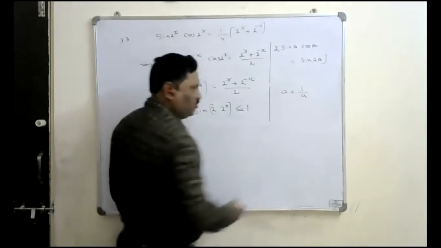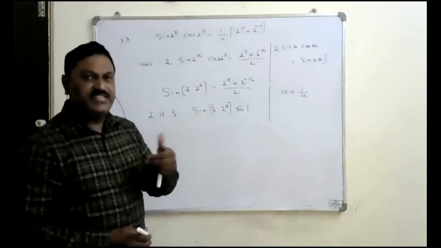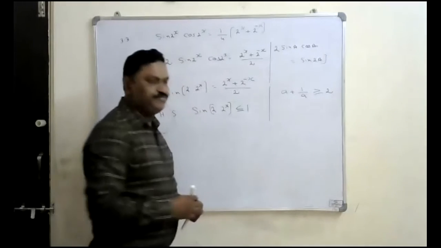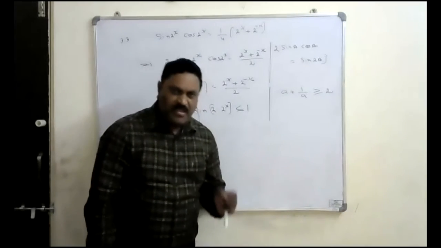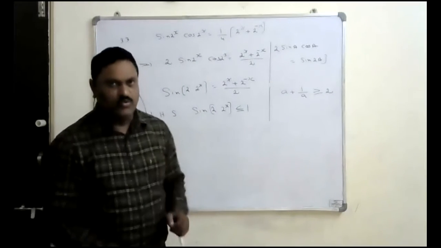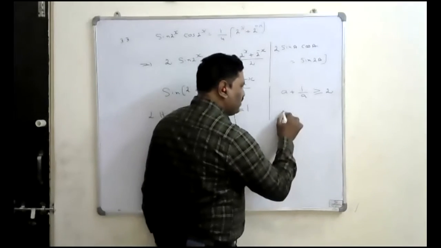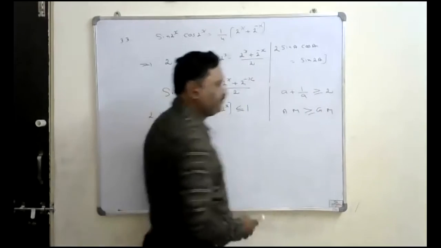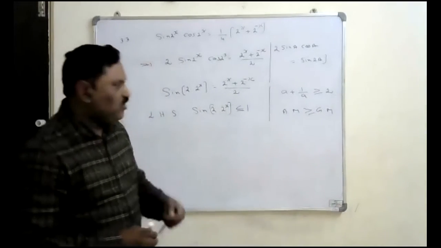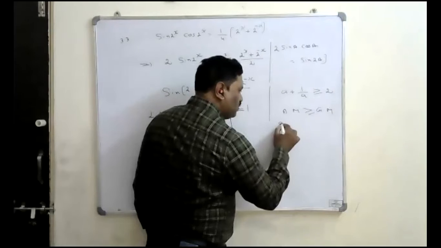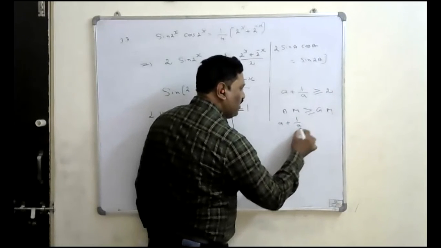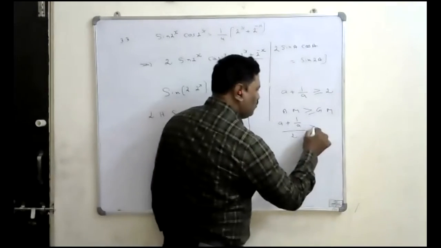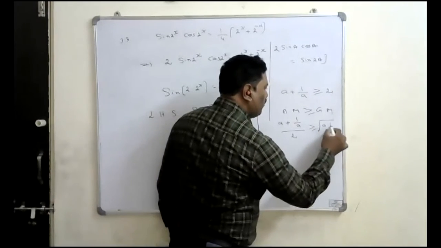If A is positive, the sum of a value and its reciprocal is always greater than or equal to 2. So A plus 1 by A is always greater than or equal to 2. Why? Because already from the sequential series you are aware that AM is greater than or equal to GM for any values. AM means, suppose one number is A, another number is 1 by A. So A plus 1 by A by 2, their AM, is greater than or equal to their GM, which is root over A into 1 by A.